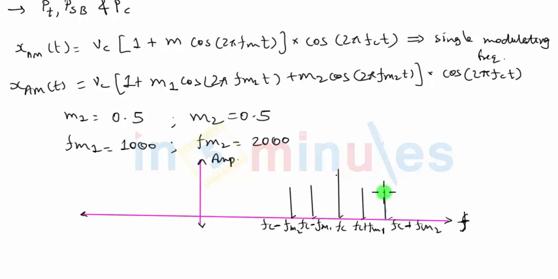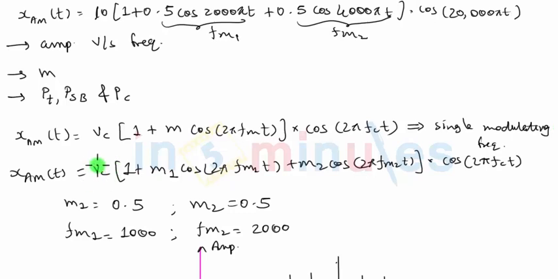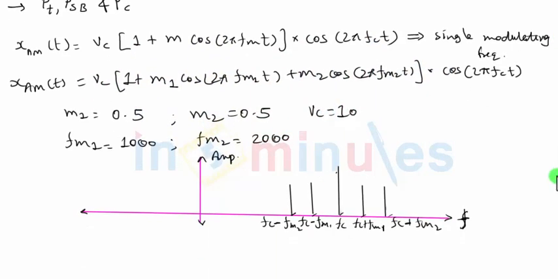So let us find out the amplitude of all the frequency components. Also pay attention to VC. We can see that VC is equal to nothing but 10. So the carrier is present with the amplitude of VC equal to 10 volts.